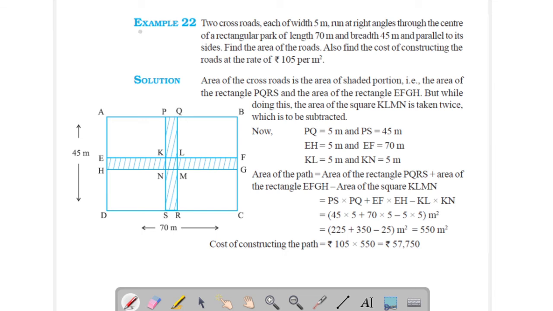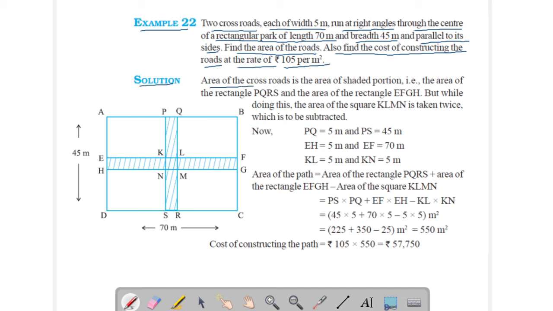Now come to example 22. Two crossroads, each of width 5 meter, run at a right angle through the center of a rectangular park of length 70 meter and breadth 45 meter and parallel to its sides. Find the area of roads. Also, find the cost of constructing the road at the rate of rupees 105 per meter square. See the solution.